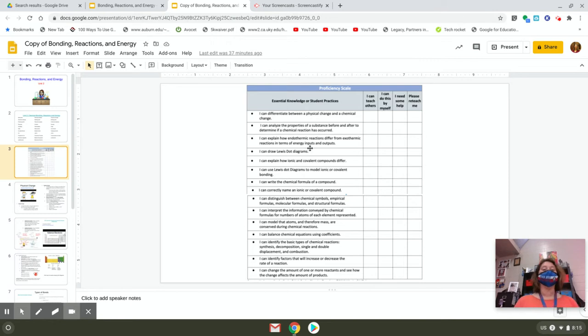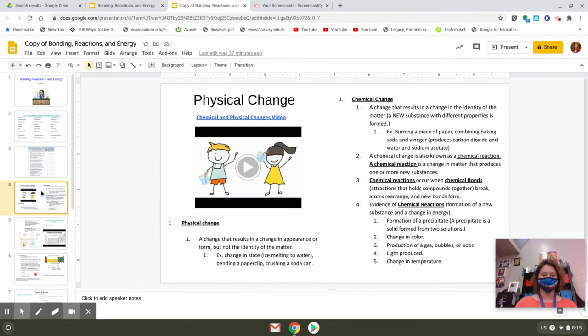Next up, you have your proficiency scale on slide 3. Again, look at all of those objectives. We're going to be doing a lot in this unit. Go ahead and click on slide 4.